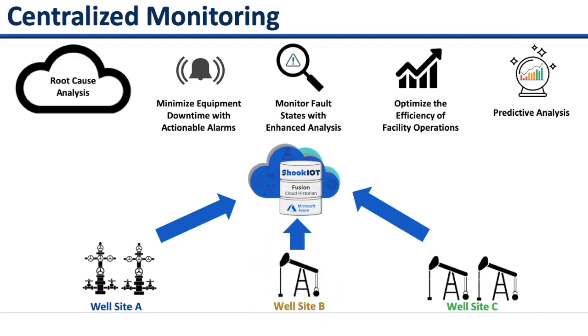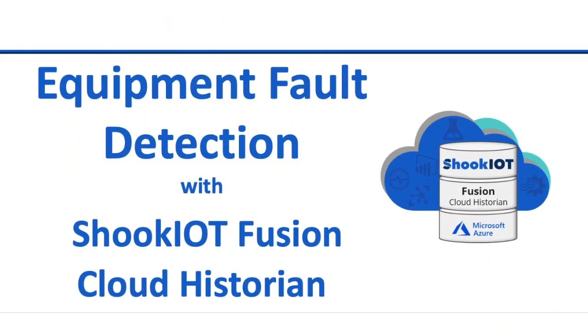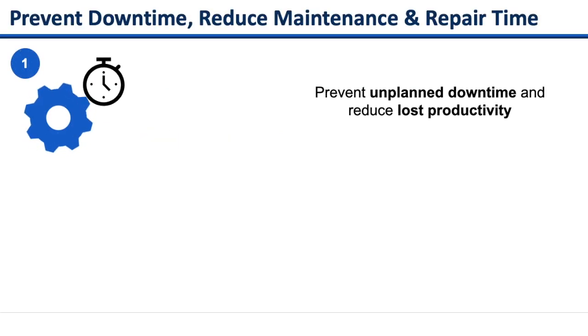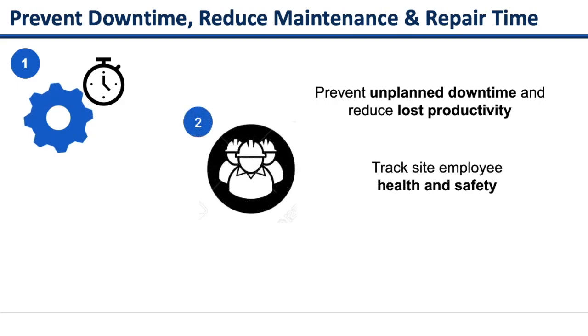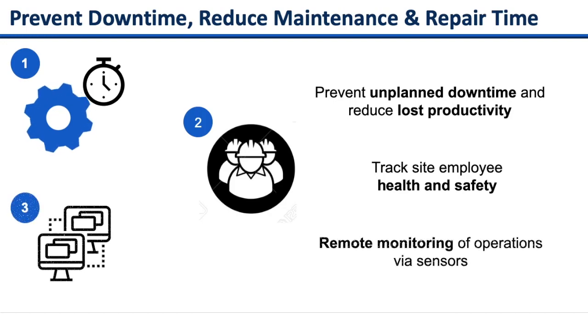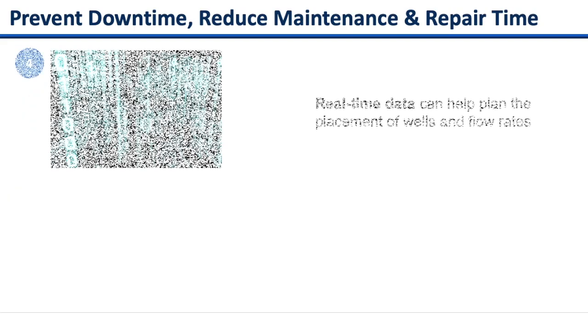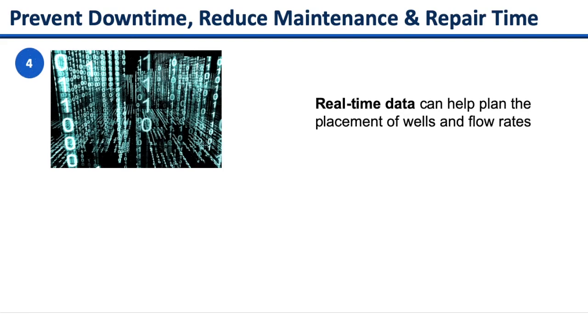Equipment fault detection provides tremendous value in providing industrial intelligence. Prevent unplanned downtime and reduce lost productivity. Well site employees have wearables tracking their health and safety, preventing any on-site accidents. Remote monitoring of operations via sensors can monitor and detect leakages without the physical presence of any on-site personnel. Real-time data in combination with massive amounts of reservoir data can help plan the placement of wells and flow rates.